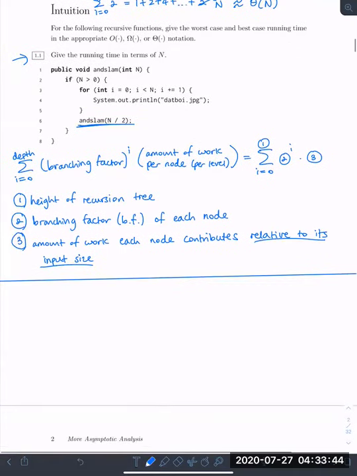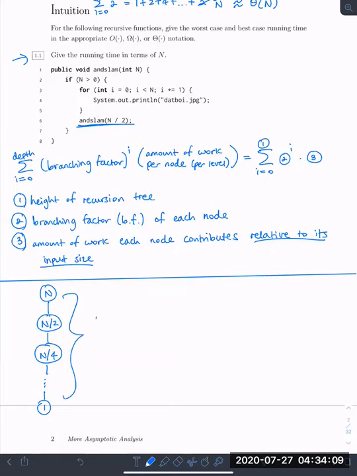Okay, so I know that I'm going to be starting with an original input size of n, and I'm going to be calling one recursive call with n over 2, and that's going to call one more recursive call with n over 4, and that's going to call n over 8, and all the way down to 1, right? And so basically, we can get the height of this recursion tree by asking how many times can we divide n by 2 to get down to 1?